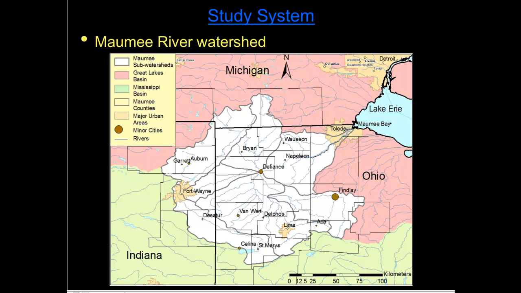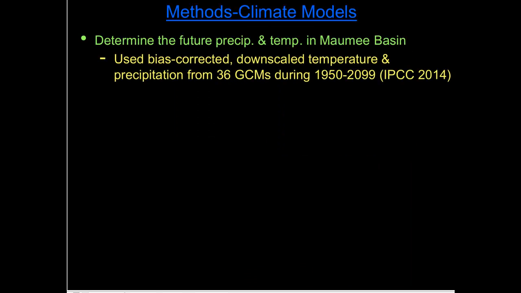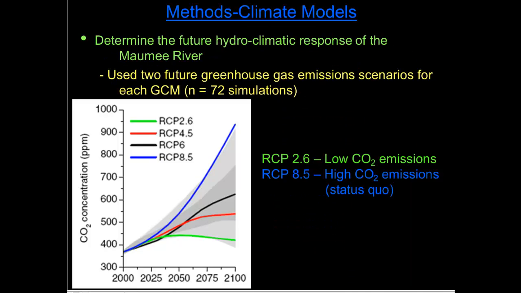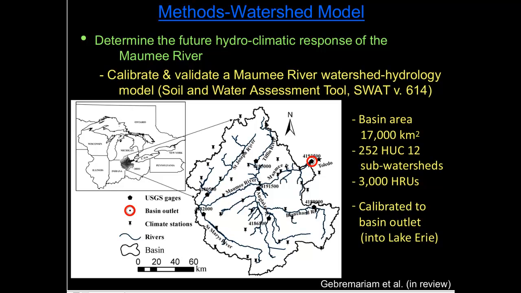I was remiss earlier. I forgot to thank my colleagues at Heidelberg University. They are the ones who have compiled an excellent data set from the Maumee Basin. They have a very good historical record of flows and water quality at Waterville, which is right here at Toledo. This is where we've compared the discharge predicted by the model with historical discharge at the outflow from the Maumee Basin.